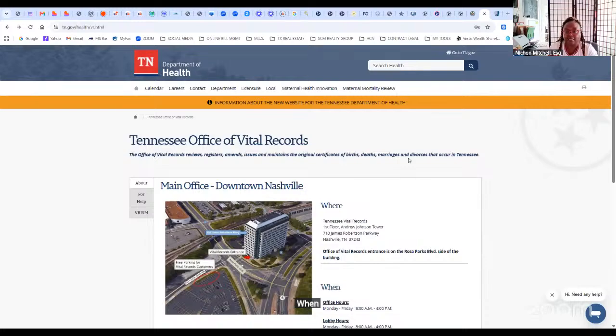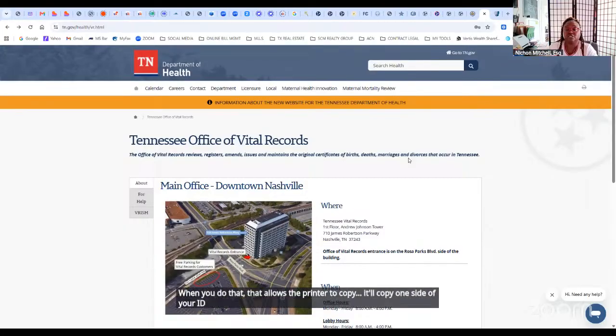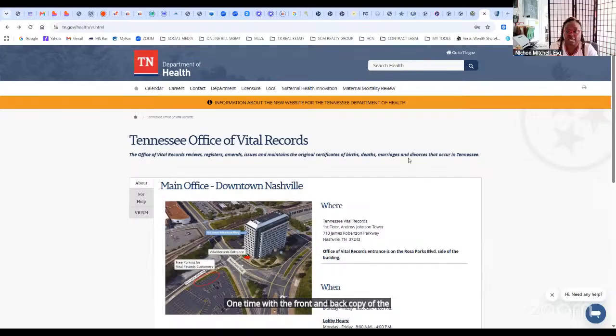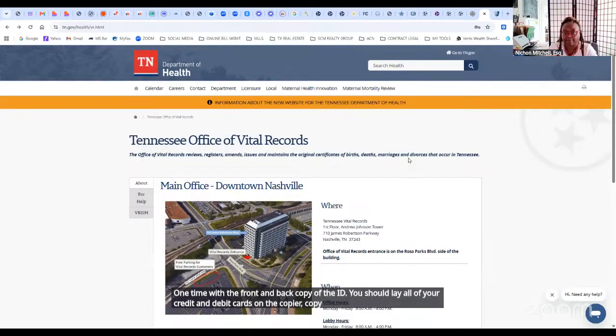When you do that, the printer will copy one side of your ID and then tell you to turn it over. You turn it over to the other side and then it's going to print one time with the front and back copy of the ID. You should lay all of your credit and debit cards on the copier, copy it, turn them over, and copy the other side.